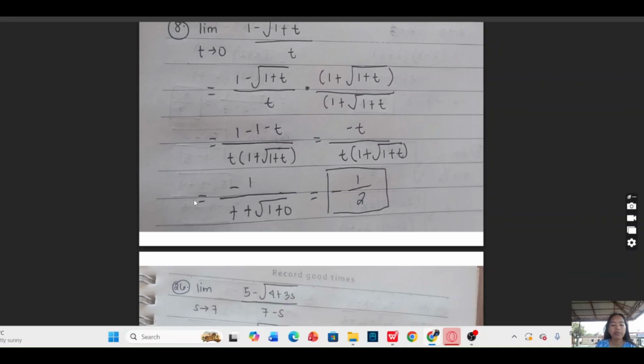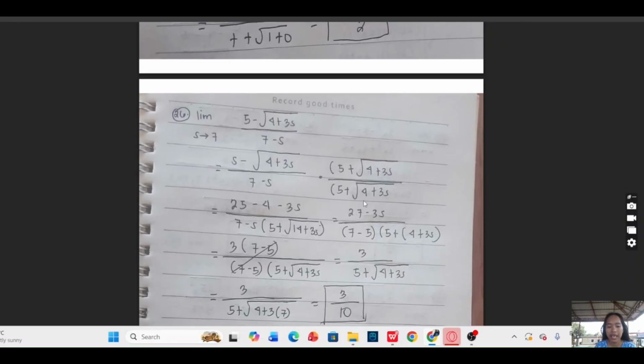And then, again, we will now substitute t with 0. So that would be negative 1 over 1 plus square root of 1 plus 0. So our answer would be negative 1 over 2. So that is our final answer.